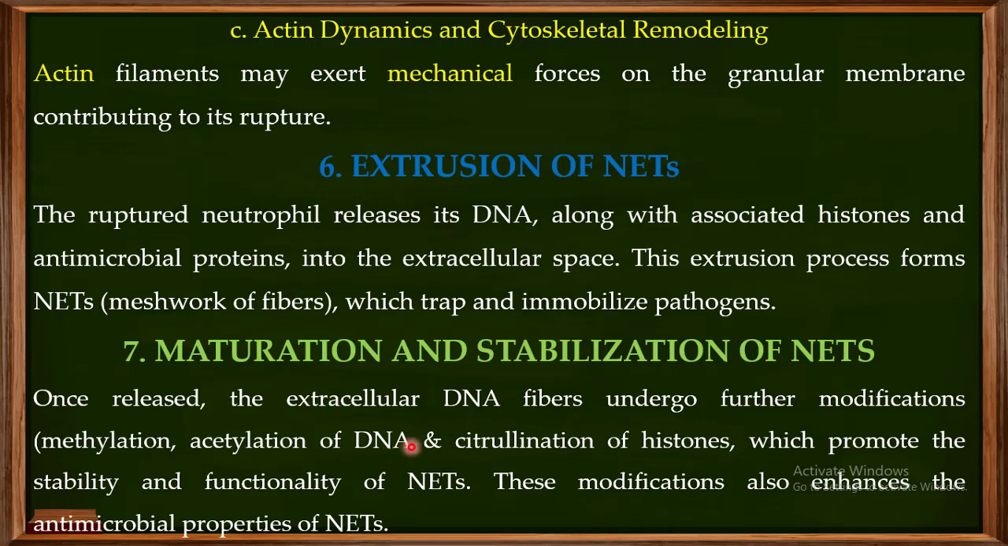Now, once released, the extracellular DNA fibers undergo further modifications. For example, there is methylation, there is acetylation of the DNA, and there is citrullination of the histones, and all of these processes promote the stability and the functionality of the nets. Now, these modifications also enhance the antimicrobial properties of the nets, because if you have a stronger structure, you can trap the microorganism or the pathogen very well. You can make a stronger interaction between the antimicrobial components and the pathogens, thereby effectively killing that particular pathogen. So stability is the key.